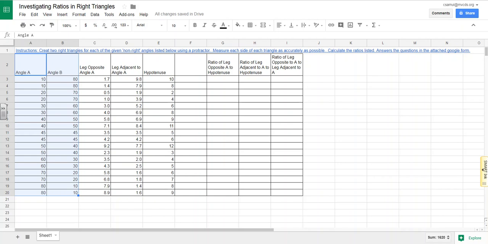So you're going to draw on paper two right triangles that have a 10-degree angle and an 80-degree angle, and two right triangles that have a 20 and a 70, 30 and 60, and so on.